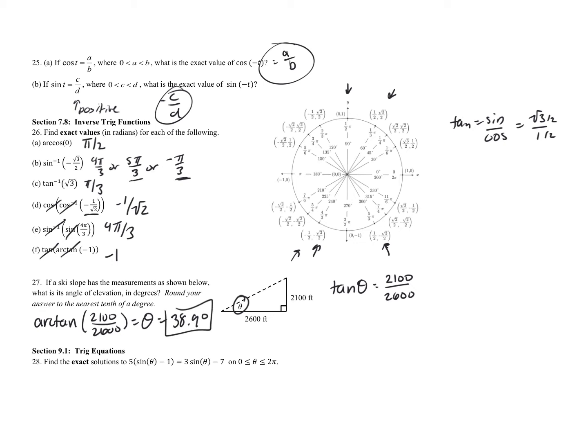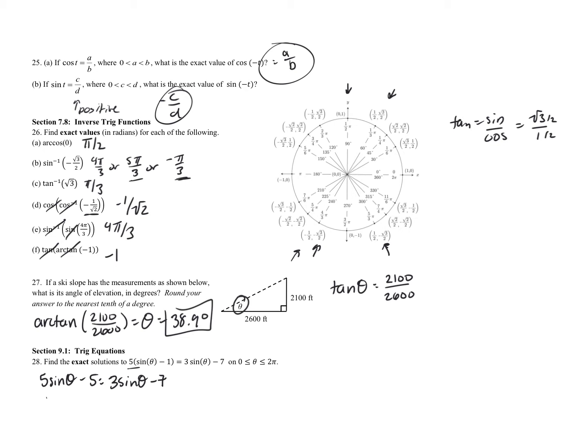On to section 9.1. We want to find the exact solutions to these equations, and we're working in radians now. Here we have an equation with sine of theta on both sides. So I'm going to start by distributing this 5, bring down sine of theta. And now I'm going to move all of the sines to one side, so I'm going to subtract 3 sine from both sides and add 5 to both sides.